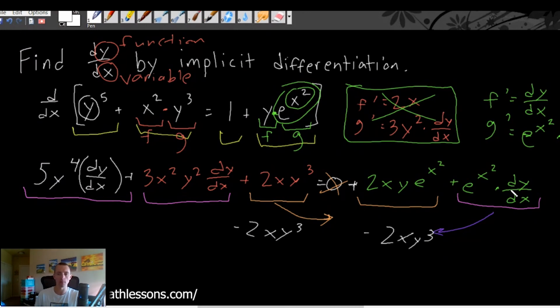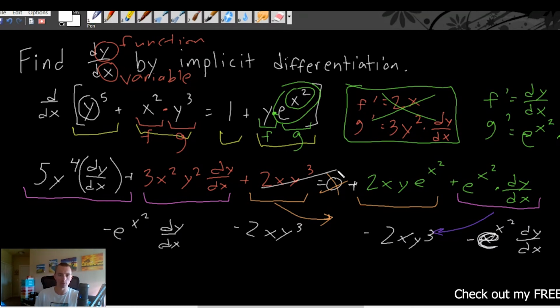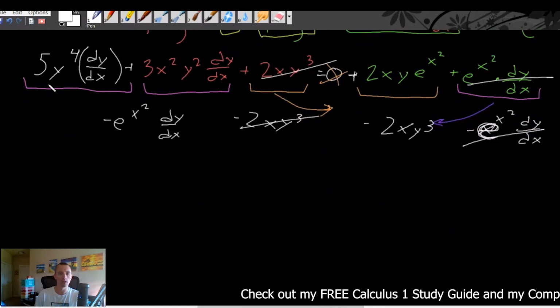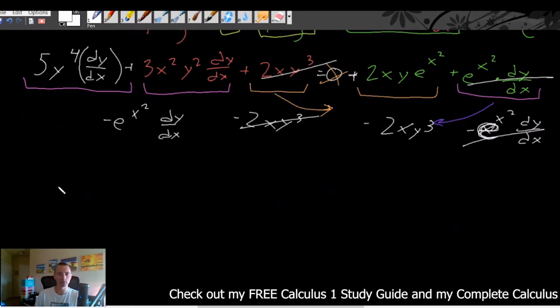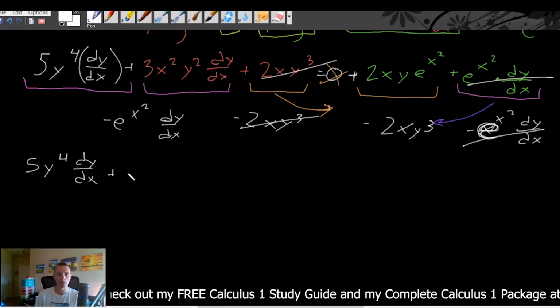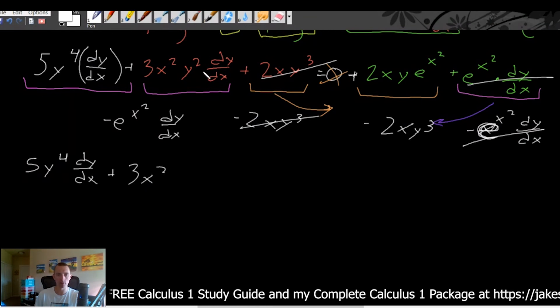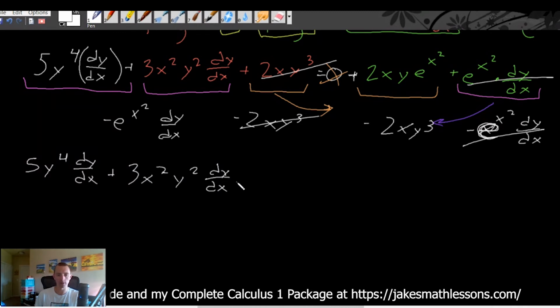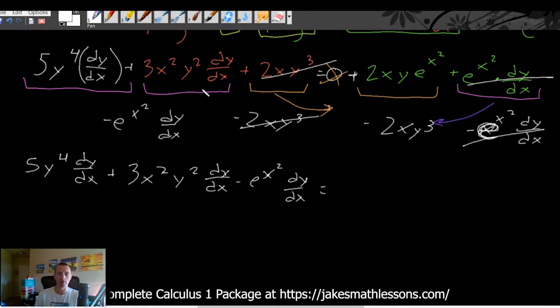Okay, and then we will subtract e to the x squared times dy/dx from both sides. Whoops, that's supposed to be an e right there, sorry. Okay, so that will cancel with that, and this will cancel with this. So what we will be left with at that point is 5y to the 4th dy/dx plus 3x squared y squared dy/dx minus e to the x squared dy/dx. And that's everything on the left side.